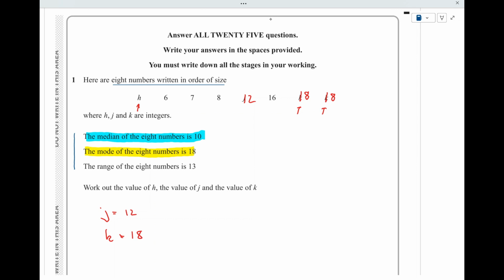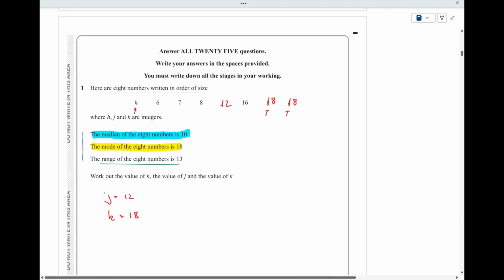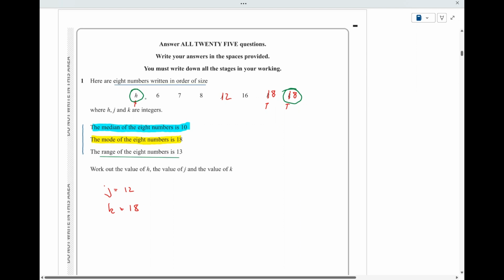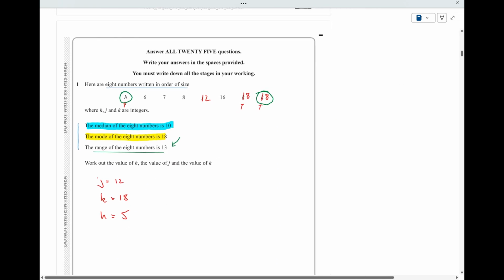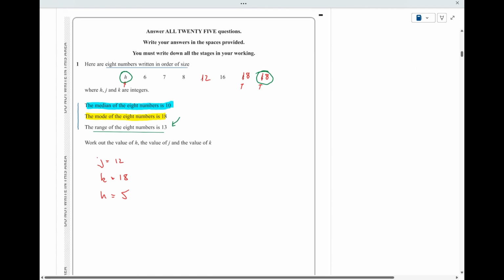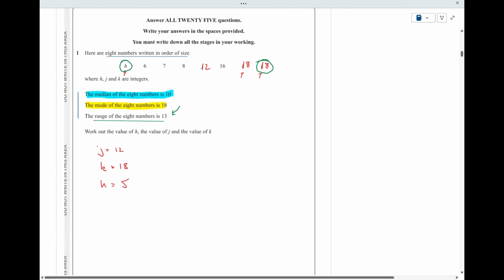Now next, the range of the 8 numbers is 13. The range is the difference between the highest and the lowest of those numbers. So the difference between the H and the 18 is 13. So H must be 5. And that is the value of H, J, and K, and that is question 1 complete. Let's move on.